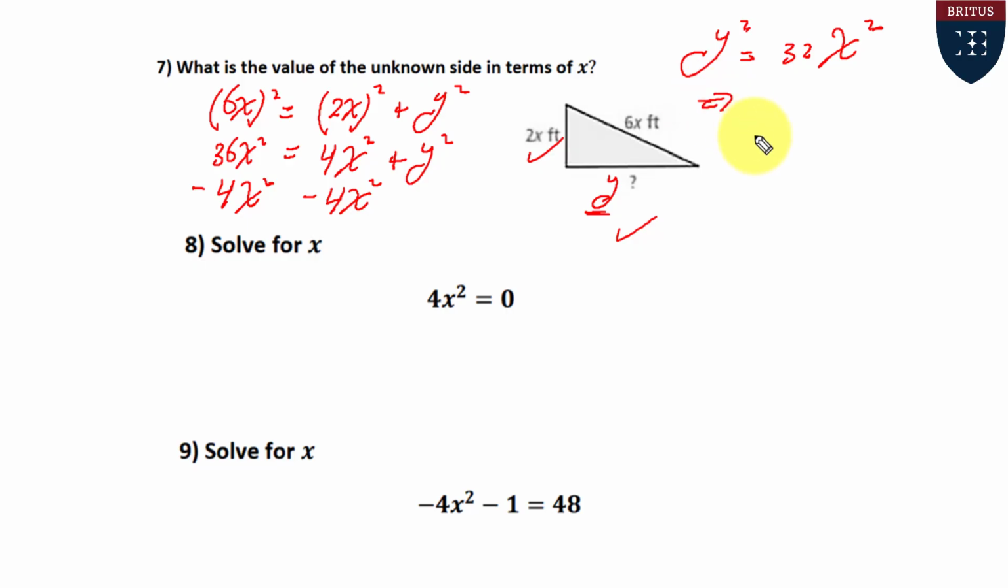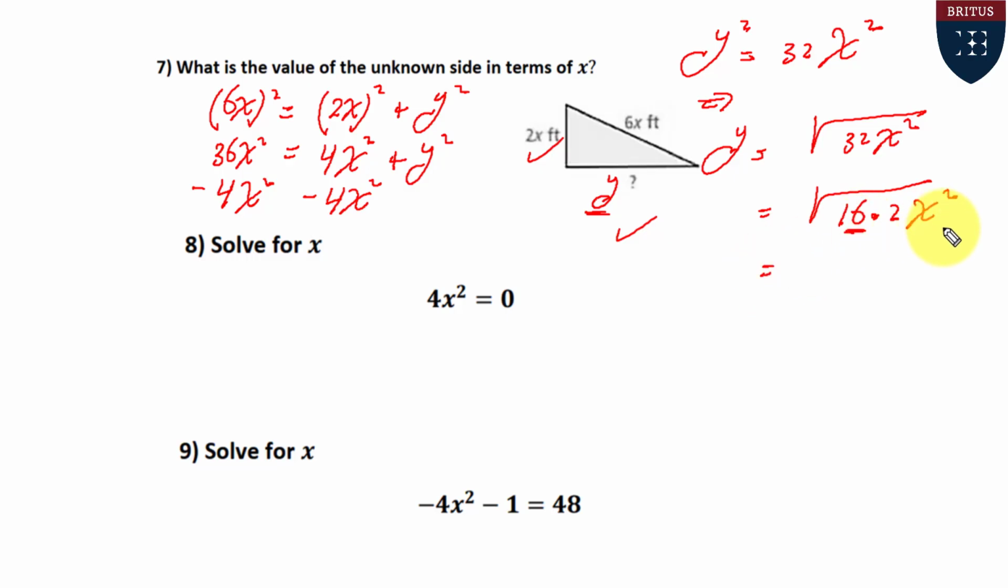To find y, just take the square root, we get the square root of 32x squared. We can write 32 as 16 times 2, and then x squared. The perfect square factors are 16 and x squared. So leave 2 as it is. So we get root 2 outside the root... we have 4x. Now, the missing unknown side in terms of x is what? Yes, it is 4x root 2.